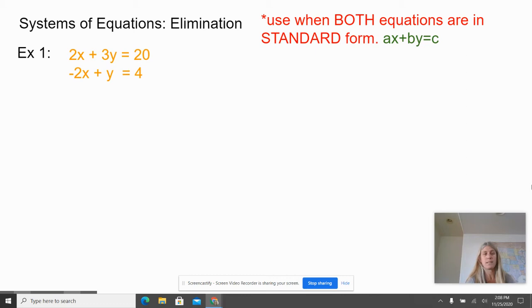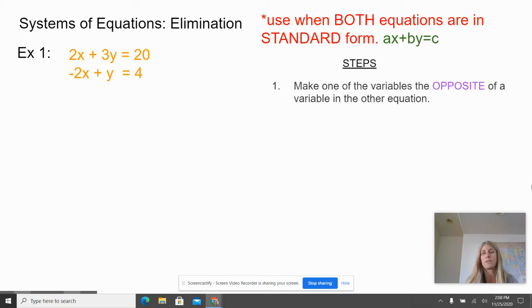So here's our first example. We have the line 2x plus 3y equals 20, and we have the line negative 2x plus y equals 4. We're going to find where these two lines cross on our coordinate grid, which of course the answer is going to be an xy ordered pair. So here are our steps.